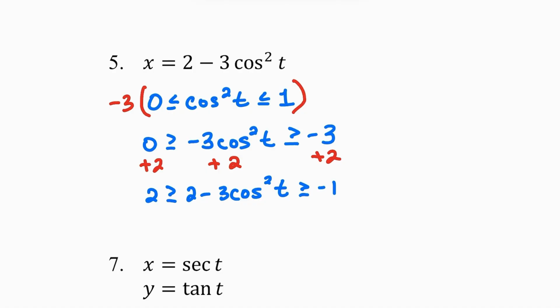So therefore, now that I have 2 minus 3 cosine squared of t, which they told us was x, and me being the math person that I am, I always like my inequalities to be less than or equal to, and from least to greatest. So those are my restrictions on x for this problem.